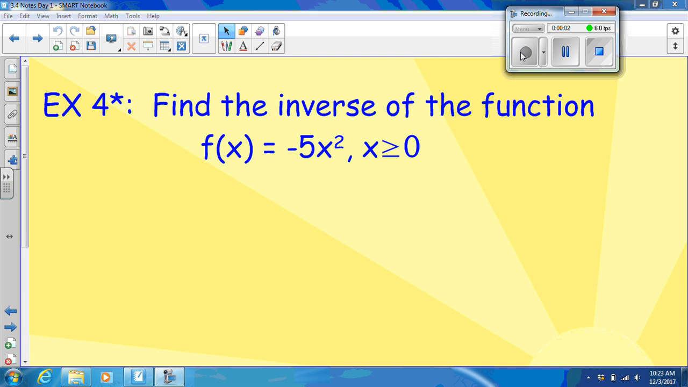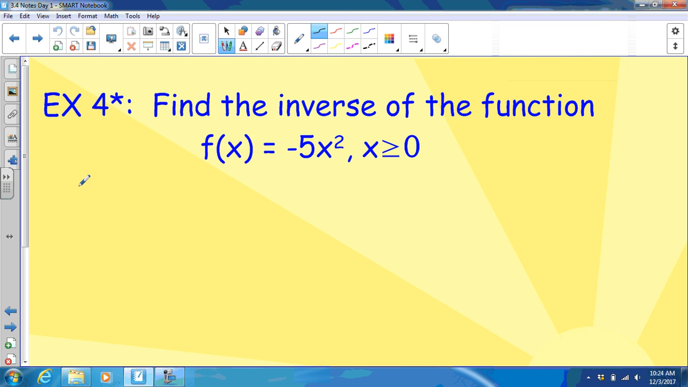So this is example 4 for the 3.4 day 1 notes. Here we're going to find the inverse of a nonlinear function. Our nonlinear function is f of x equals negative 5x squared. Notice this is a quadratic function because we have x squared. So let's sketch what this might look like.